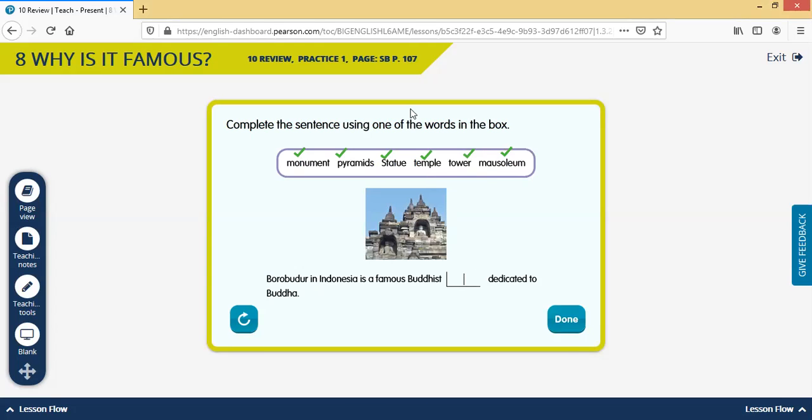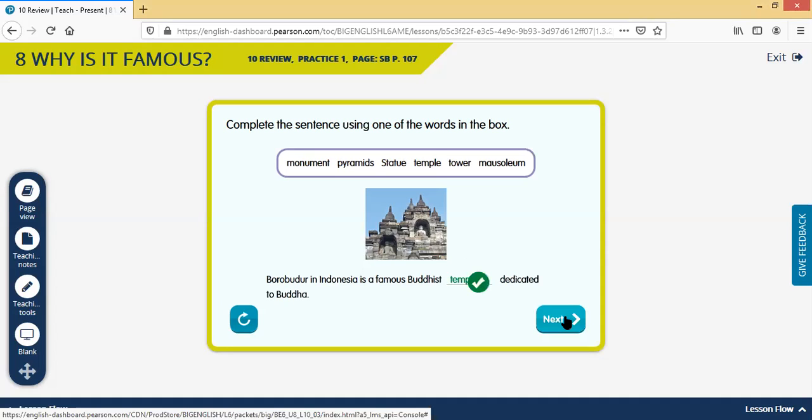Now we have Borobudur. That's a fun word to pronounce. Borobudur in Indonesia is a famous Buddhist something dedicated to Buddha. This is a place where Buddhist people go to worship Buddha and do spiritual exercises of that religion. So we're gonna call this a temple. So Borobudur is a temple, famous temple.